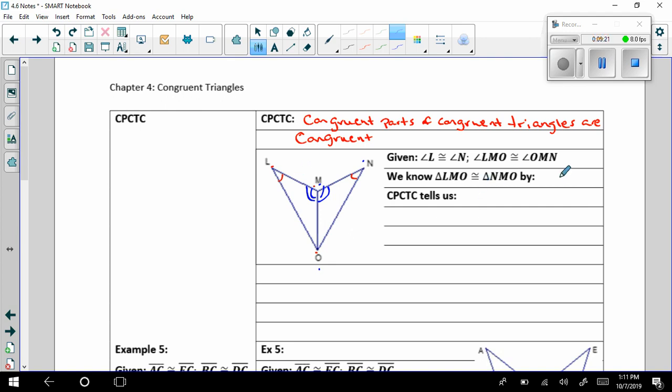And we know that MO is congruent to itself for a reflexive property. So now we know that these two triangles are congruent by angle, angle, side. All right, well, if the two triangles are congruent, that means that all of its congruent parts are also congruent. So we can now mark anything else that we want. So we know that, for example, LM is congruent to MN.